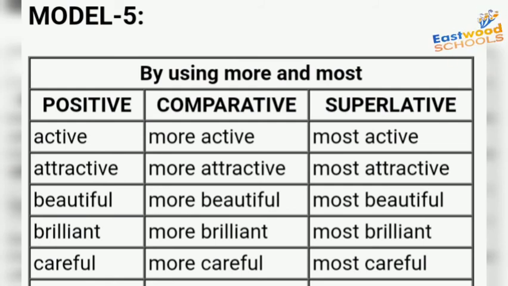The fifth model is about adjectives that are polysyllabic in nature. That means they have more than one syllable. We form their comparative and superlative by adding more and most as prefixes to the words. For example, active, more active, most active. Attractive, more attractive, most attractive. Beautiful, more beautiful, most beautiful. Brilliant, more brilliant, most brilliant. Careful, more careful, most careful.